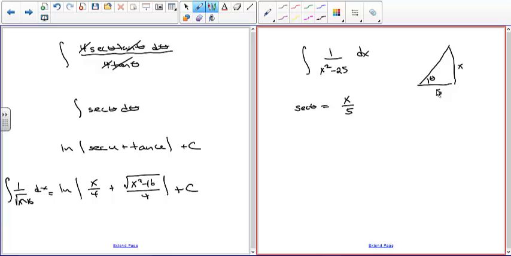Hyperbolic functions. Yeah, while you're working on that, I'm going to write down some stuff about hyperbolic trig functions.